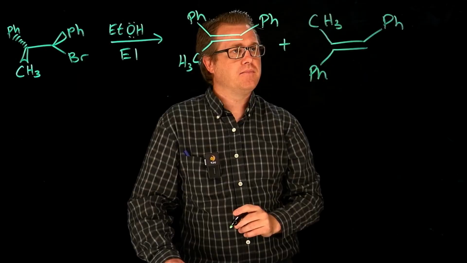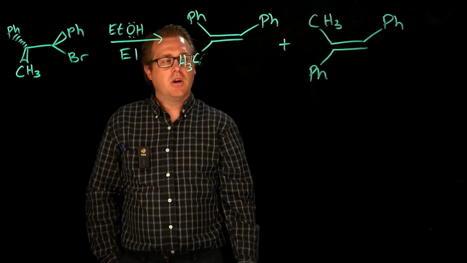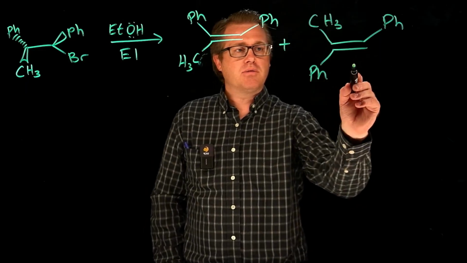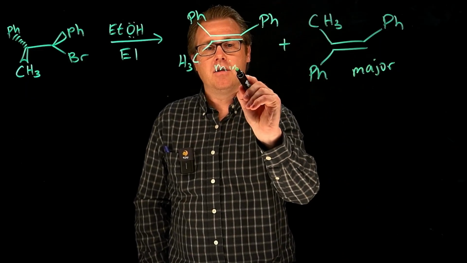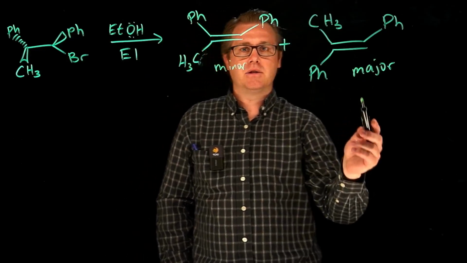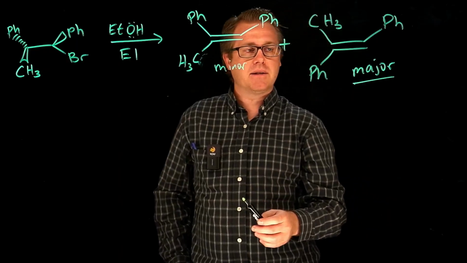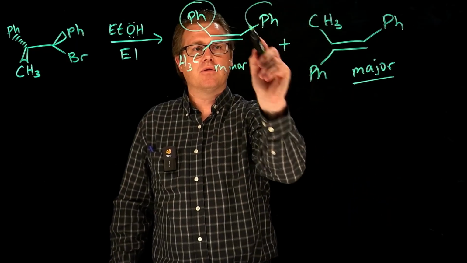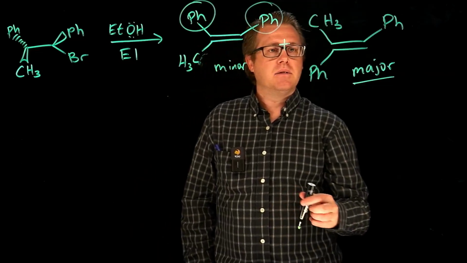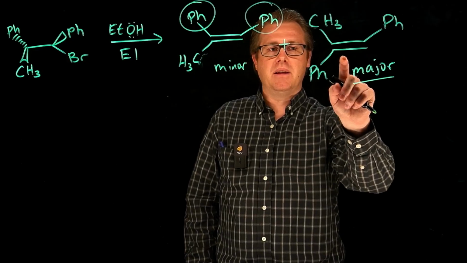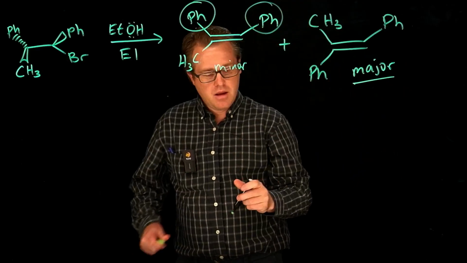Like that. Both of those would be formed. This one would be the major product. This would be the minor. And the reason why is this one would have less sterics, because here we have those two phenyl groups on the same side, which will cause some steric clash and be higher in energy. So this one would be the major product.